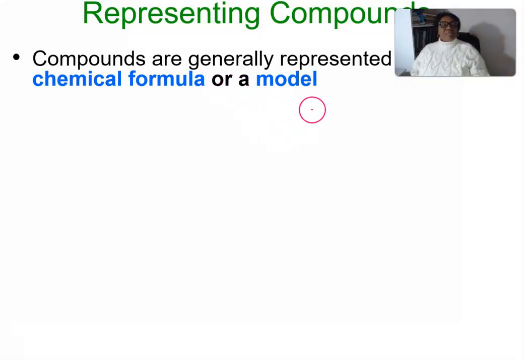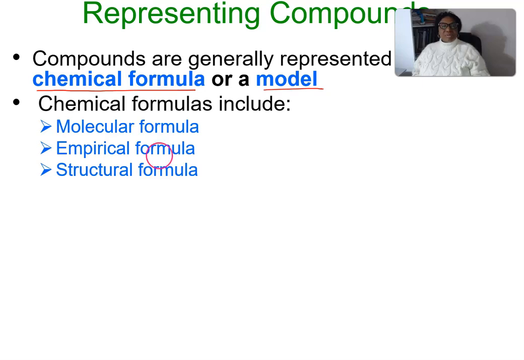Compounds are generally represented with a chemical formula or a model. That's what we use to represent compounds. So we have different types of formulas. We have molecular formula, empirical formula, and structural formula. We'll see the difference between these formulas.